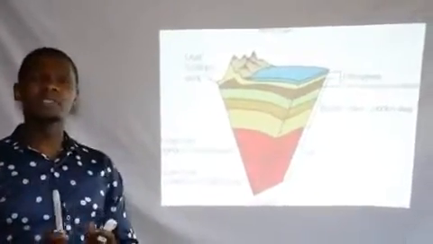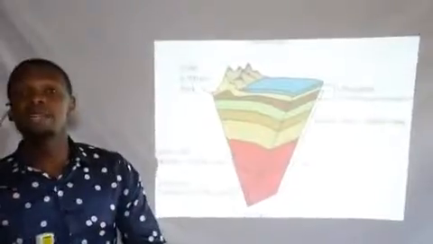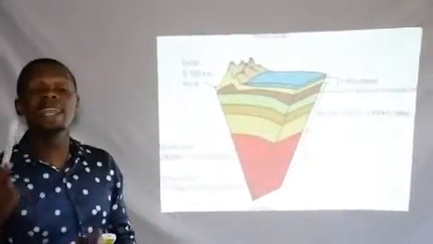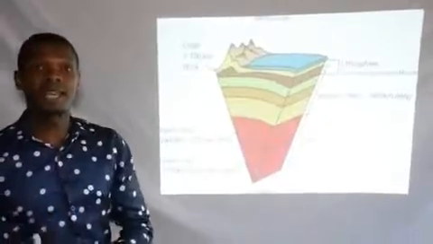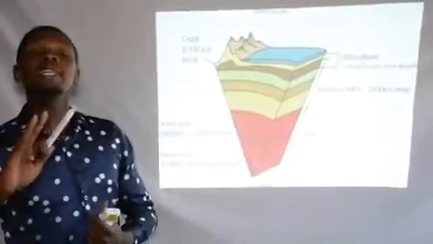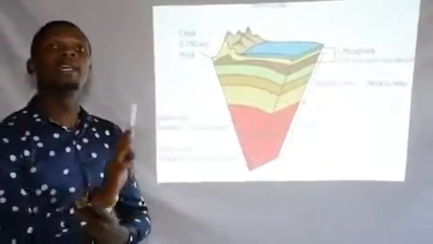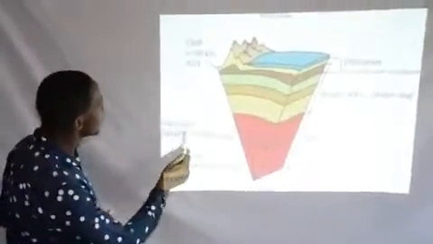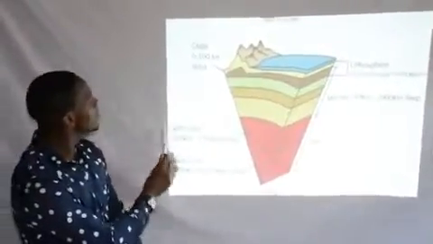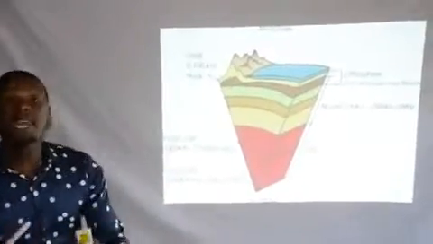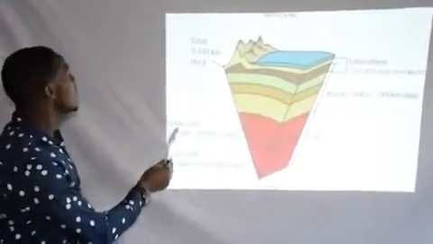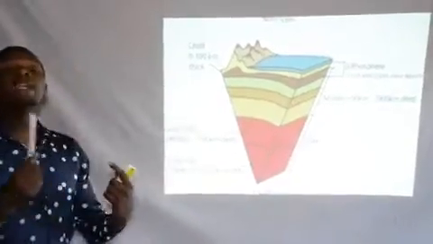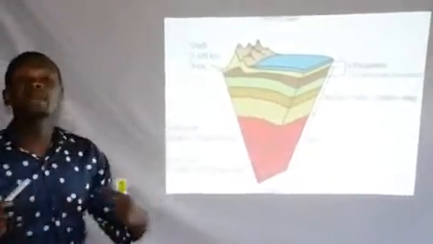What is the core? I need you to mind much about the core. The core is another layer of the internal structure of the Earth. The core is arranged into two subcores. Number one is the outer core, which ranges from 2,800 kilometers to 5,100 kilometers in depth.